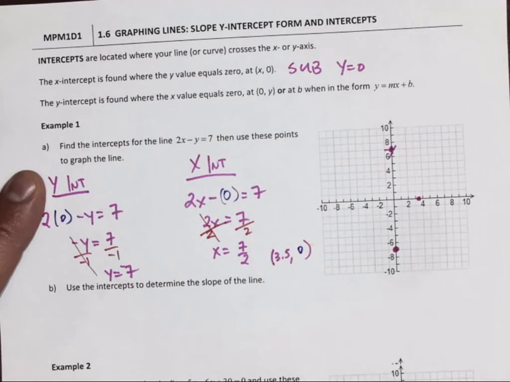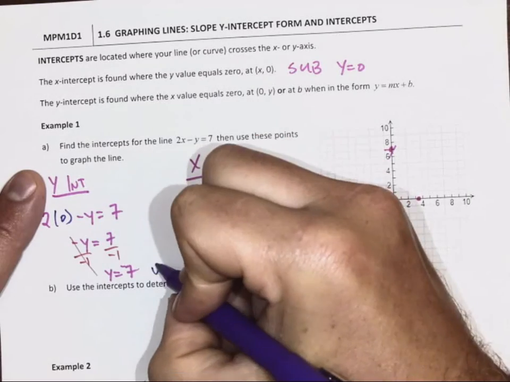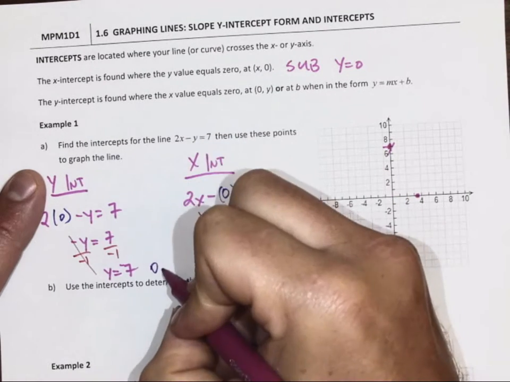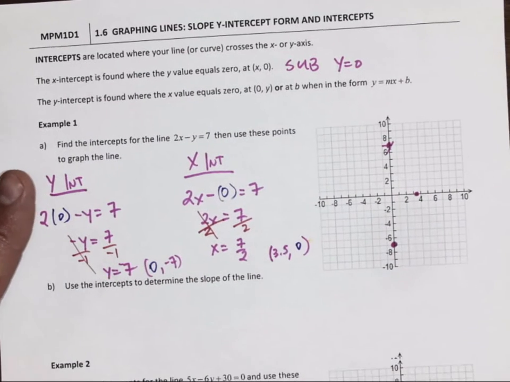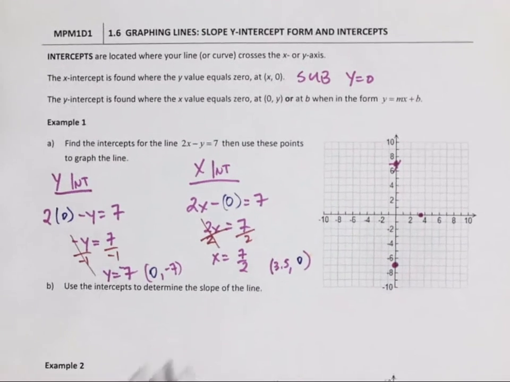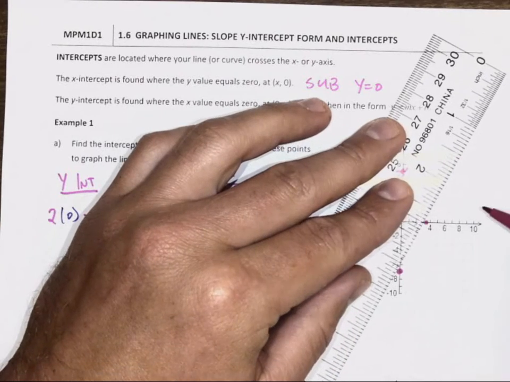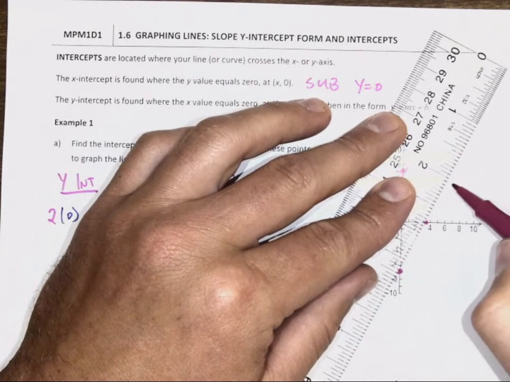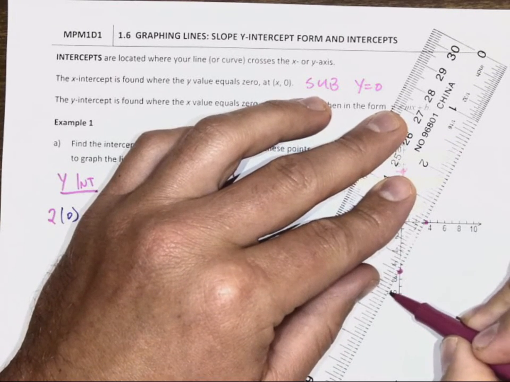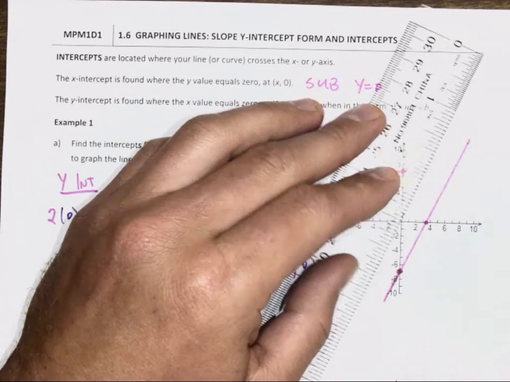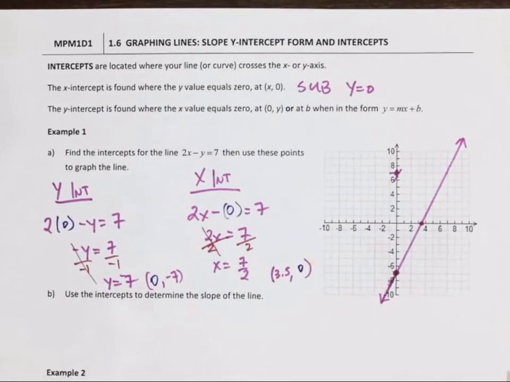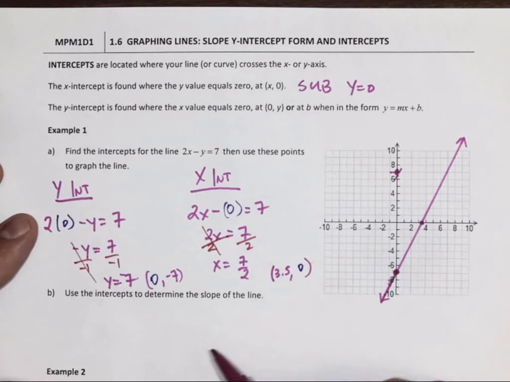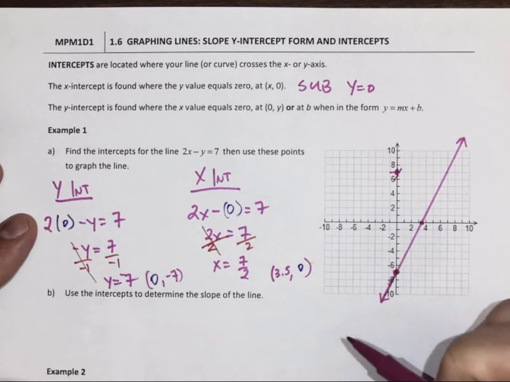Remember, this point would be 0, -7. They're still points. So I have 2 points using my x and y intercepts. Grab that straight edge drawing tool, and I connect them. Fill the graph. Arrows on the end to say that it continues forever. Use the intercepts to determine the slope.